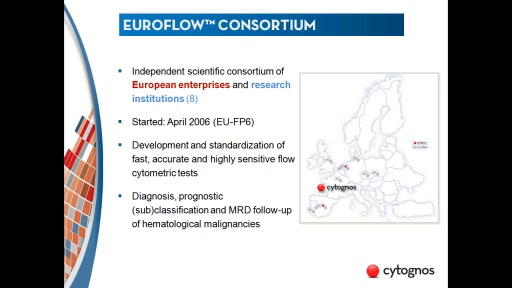So the European Commission gave some money to these laboratories with the idea of developing and standardizing a fast, accurate and highly sensitive flow cytometry test for the diagnosis of leukemia and lymphoma. Also, this European program, this European Commission, required that 2 different European enterprises be in that project. So one of them was Cytognos.